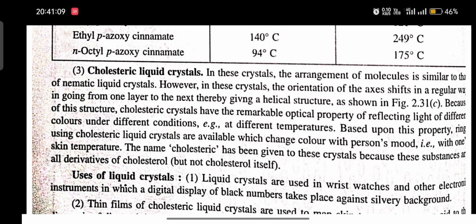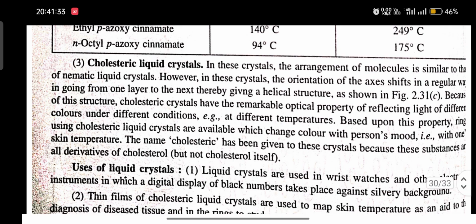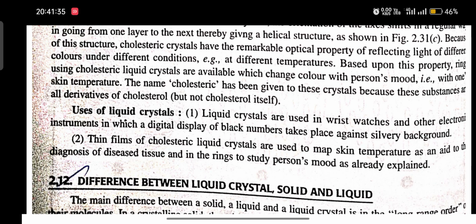Because of this structure, cholesteric crystals have the remarkable optical property of reflecting light of different colors under different conditions at different temperatures. Based upon this property, rings using cholesteric liquid crystals are available which change color with a person's mood, with skin temperature. The name cholesteric has been given to these crystals because these substances are all derivatives of cholesterol.